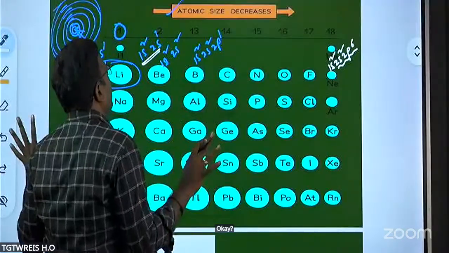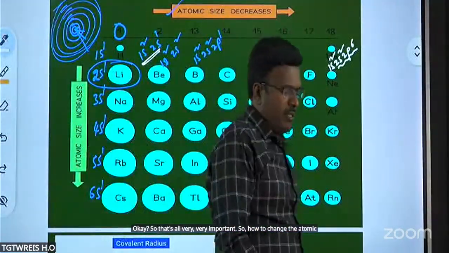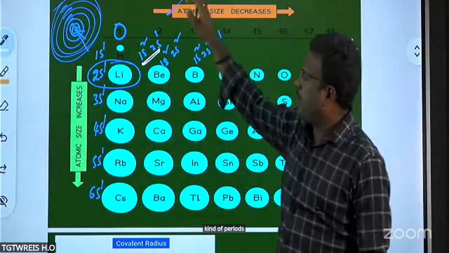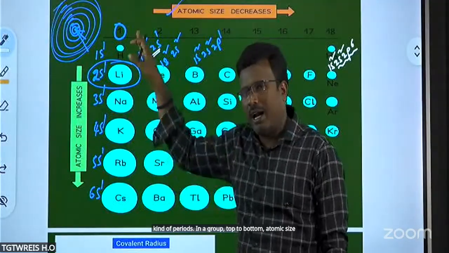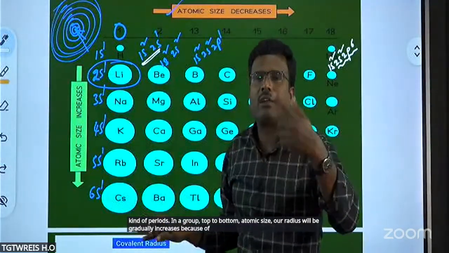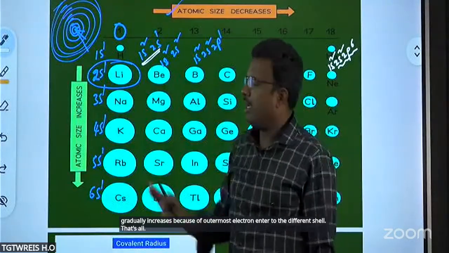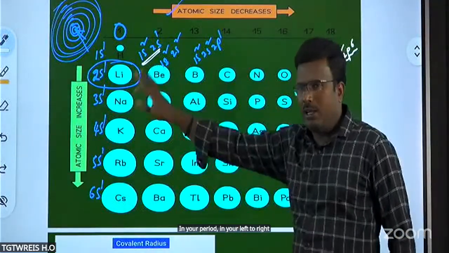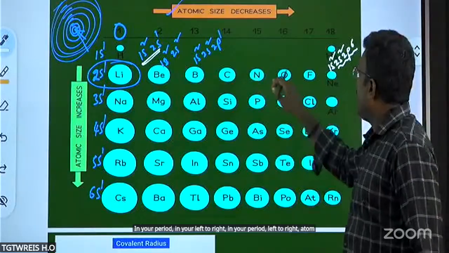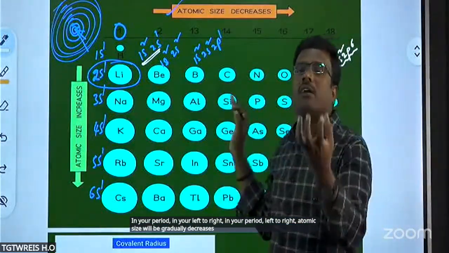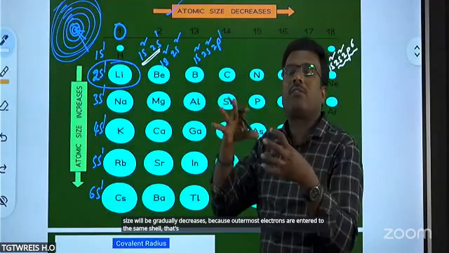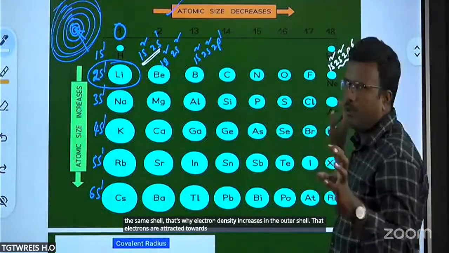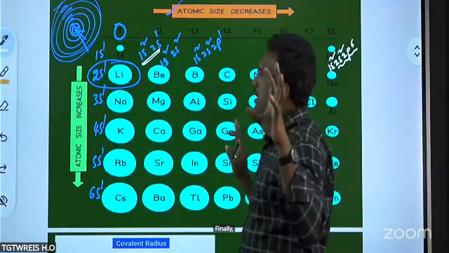Okay, so that's all, very important. So how does the atomic radius or atomic size change in a group and period? In a group, top to bottom, atomic size or radius will gradually increase because the outermost electron enters a different shell. That's all. In a period, left to right, atomic size will gradually decrease because outermost electrons enter the same shell. That's why electron density increases in the outer shell. Those electrons are attracted towards the center of the nucleus. Finally, atomic size will decrease.